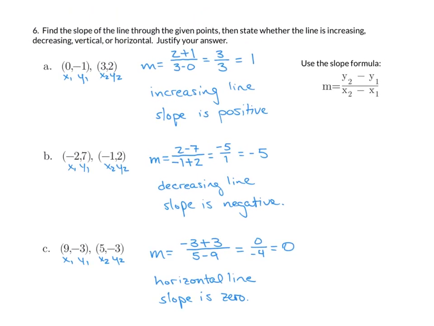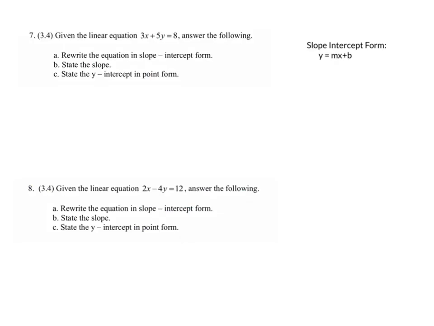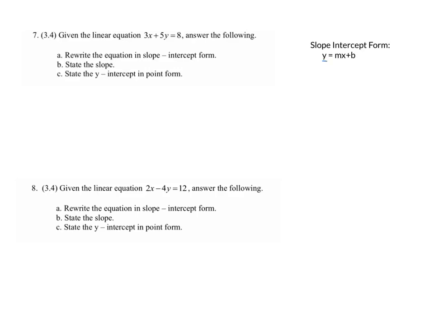All right, so that is calculating slope. The next thing we want to do is identify slope and y-intercept and write equations in slope-intercept form. We did this on problem number 5 a few problems ago. We're going to go ahead and do it again just to review. So remember that slope-intercept form is y equals mx plus b.